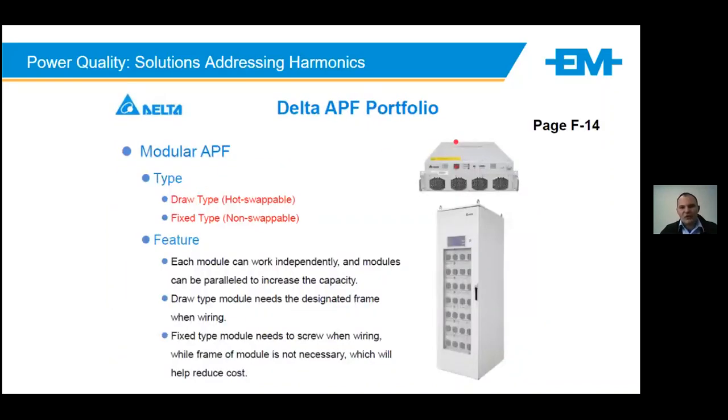So for harmonics, as EM, we have the solution. So in our catalog, we've got this on page F14. These would come in a configuration of either what we call a draw type. What is draw type? Means I can rack this unit in and out. Fixed type would mean non-swappable. It's physically connected at the back, which would mean switching off to remove a unit. Each module is independent of each other. The only common point between all of these modules would be the current measurement. So each one would look at the current waveform, and it would do its work to correct that current waveform.